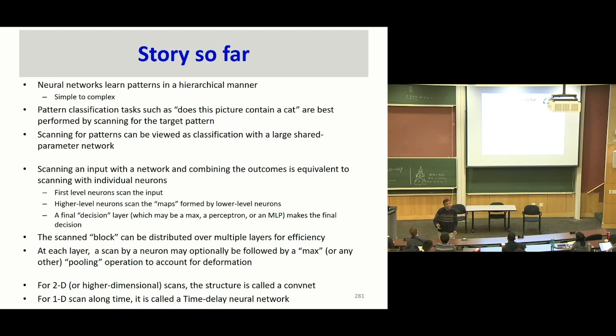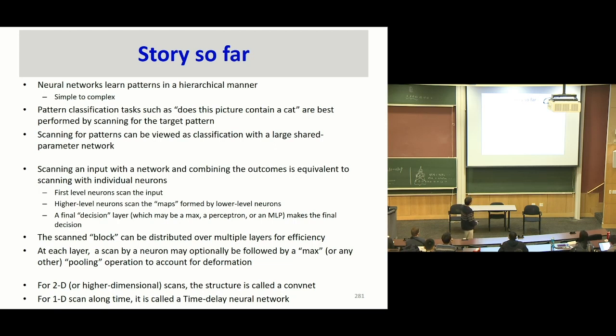The point is you can change the order of the computation, and the result is still going to be the same, right? And each scanned block of the input can be distributed over multiple layers for efficiency and for better generalizability, because you're going to have fewer parameters and you're going to be able to learn things more robustly. At each layer, a scan by a neuron may optionally be followed by a max or any other kind of pooling operation. We'll see a few more in the next class, not Wednesday, but on the Monday following.